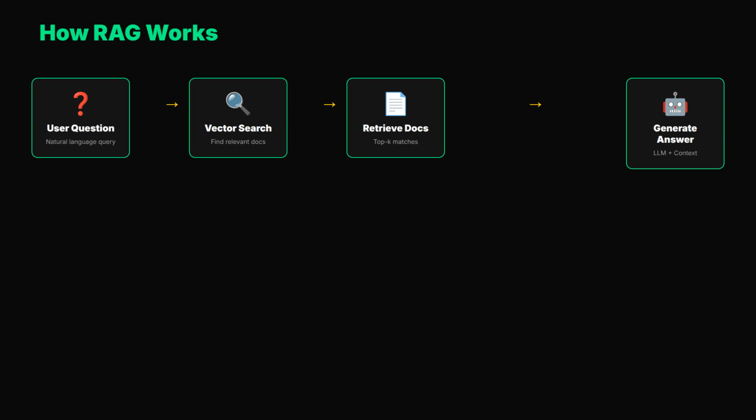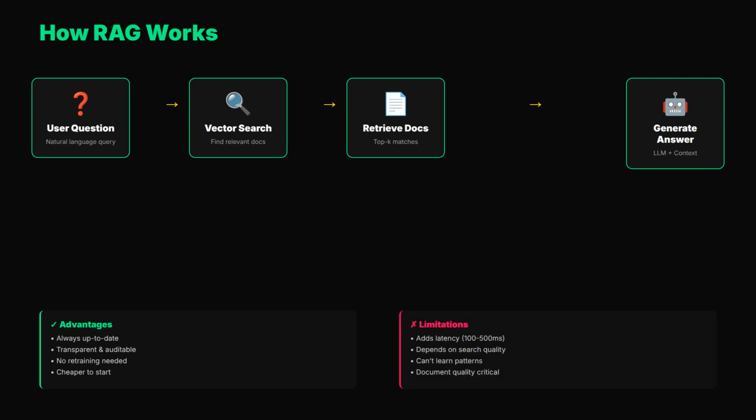When a user asks a question, RAG first searches your knowledge base for relevant documents. It uses vector embeddings to find semantically similar content, not just keyword matching. Then it combines those retrieved documents with the original question and sends everything to the language model. The model generates an answer using both its training knowledge and the specific documents it found.